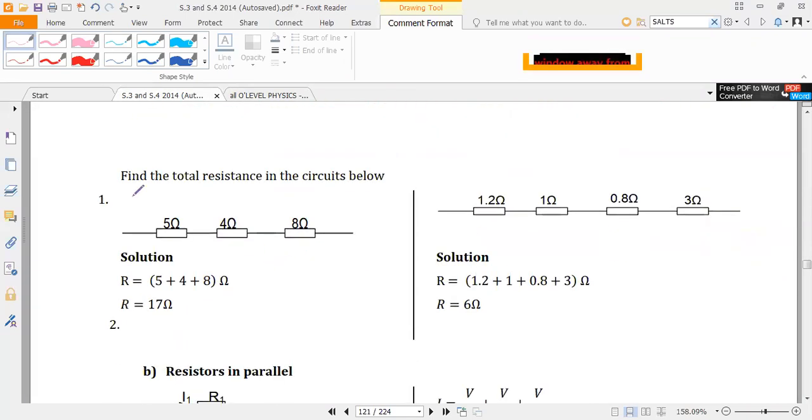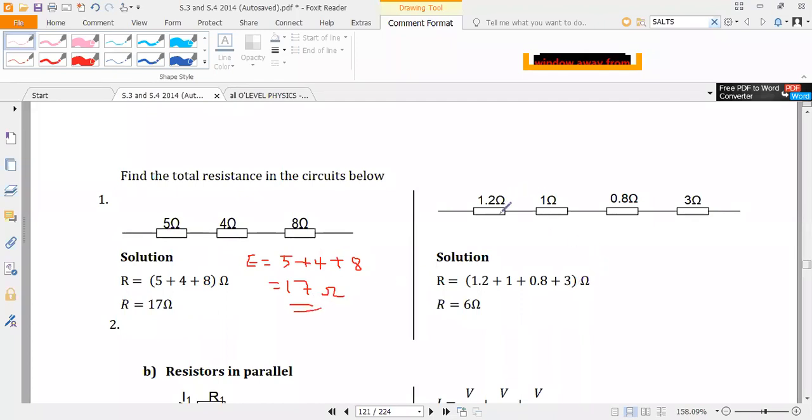So an example is here, find the resistance in the circuits below. For this, you can see that the resistors are connected end to end. This one, then this, they're all connected end to end. So to get the effective resistance, we shall just sum up the resistance of each of these individual resistances. So the effective resistance will be given by 5 plus 4 plus 8, and this will be equivalent to 17 ohms.